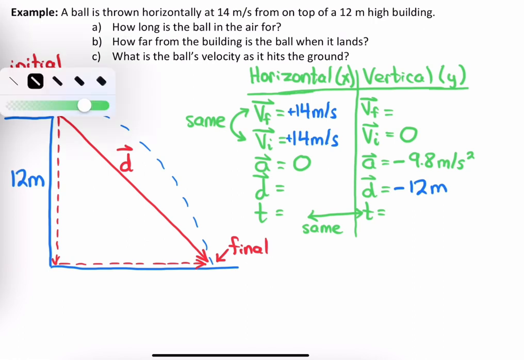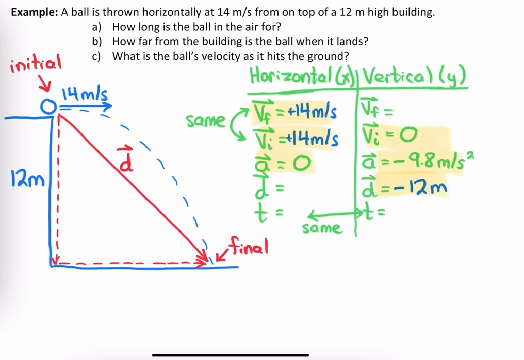So I'm being asked how long the ball is in the air for, which means I want to find t. I can find this on either side because I know they're going to be the same. So which side do I want to use, the horizontal side or the vertical side, to find t? Well, it seems I've got equal information on both. I know 3 things on this side, I know 3 things on this side.